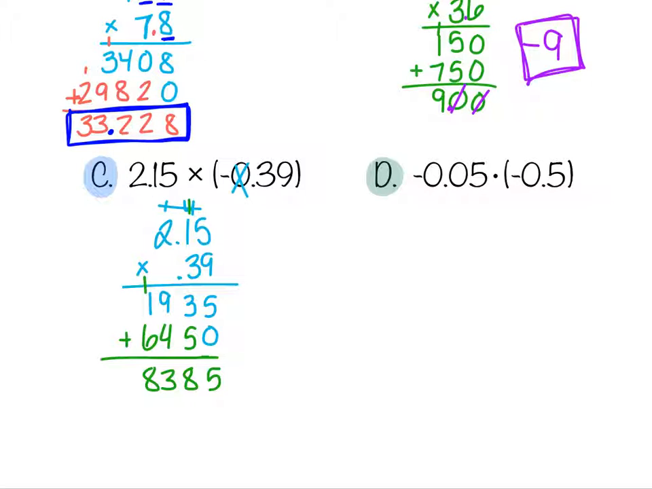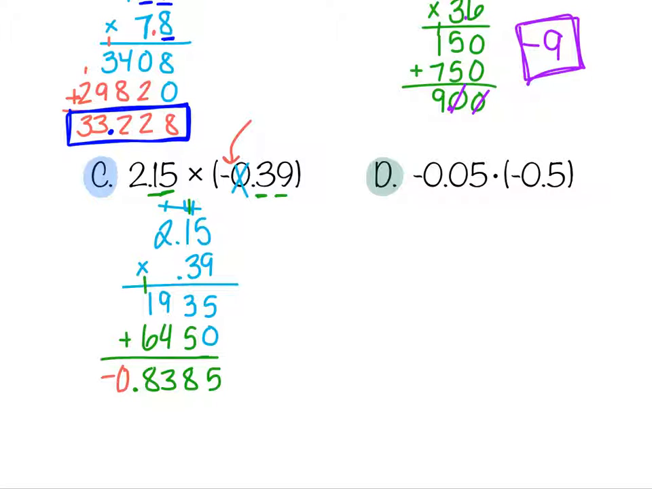We had 1, 2, 3, 4 decimal places in our problem. So we need to have 4 decimal places in our answer. We also only had 1 negative sign. So our answer is going to be negative 0.8385. Or you could slip a 0 in front and call it negative 0.8385, and that's still the same answer.